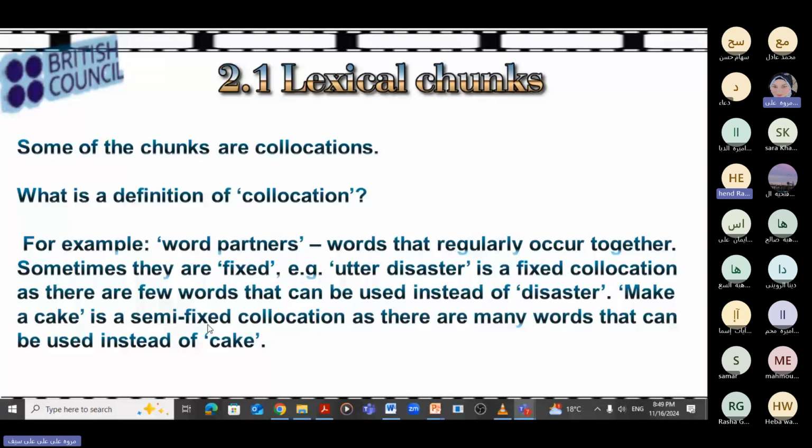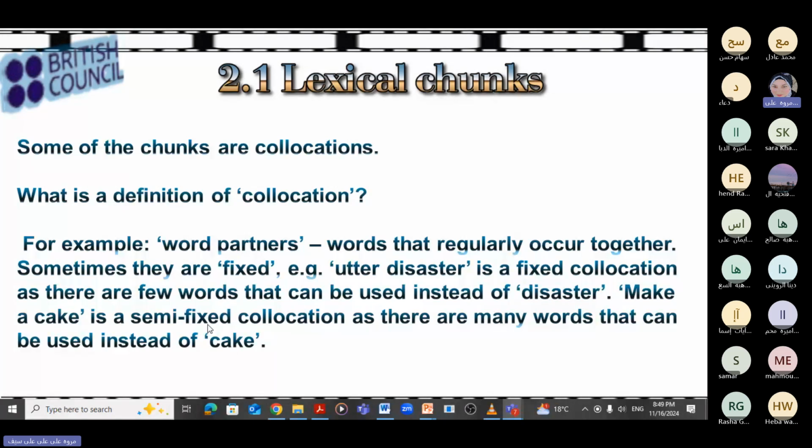Okay, do you have anything to add? I see that we can make friends. Yeah, make friends, or I can change the verb make itself. I can say bake a cake, decorate a cake. Yes, different verbs can come with cake. Exactly. So this is a semi-fixed collocation.